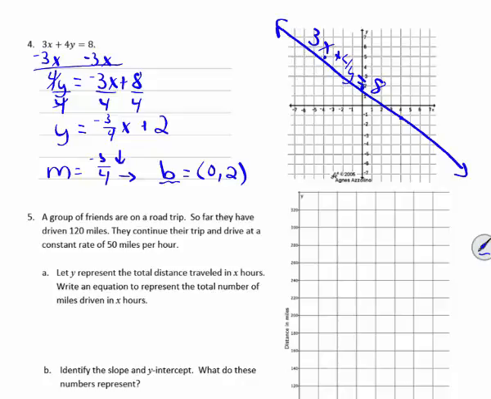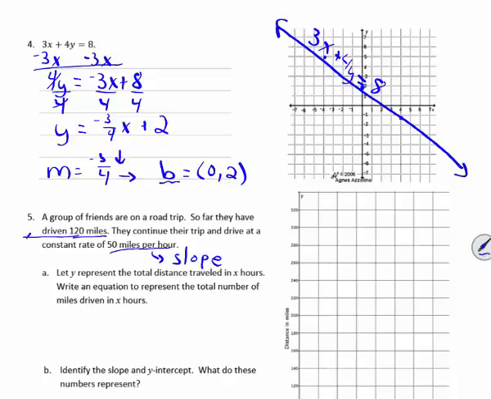All right, a group of friends are on a road trip. So far, they have driven 120 miles. They continue their trip and drive at a constant rate of 50 miles per hour. Let y represent the total distance traveled in x hours. So remember, this is your unit rate, which means this is your slope.